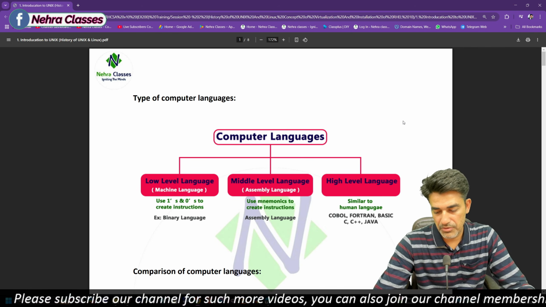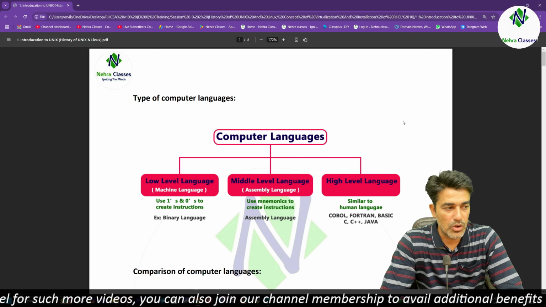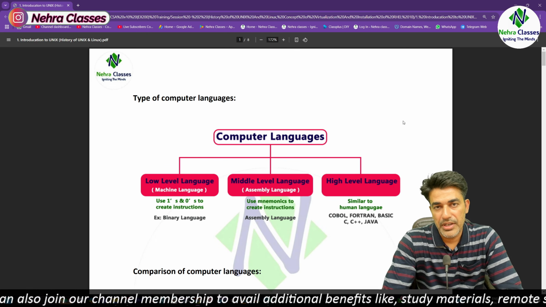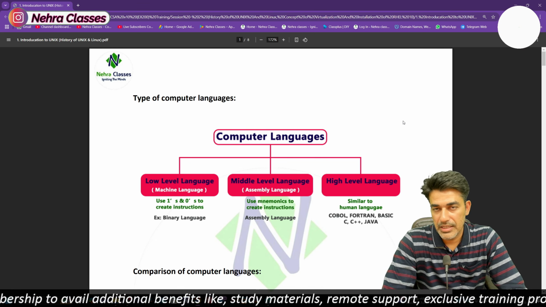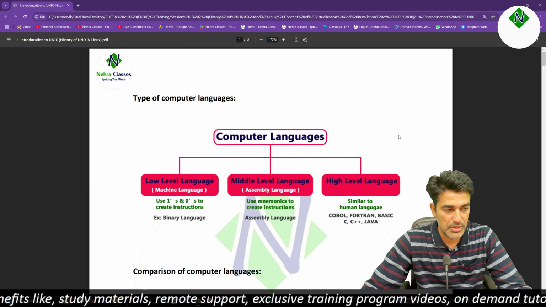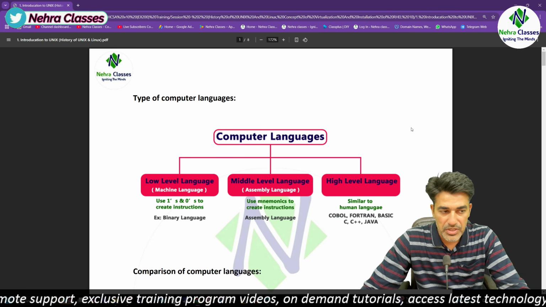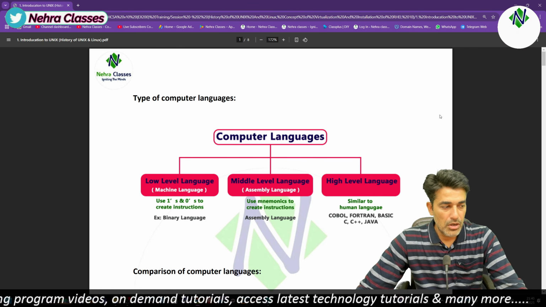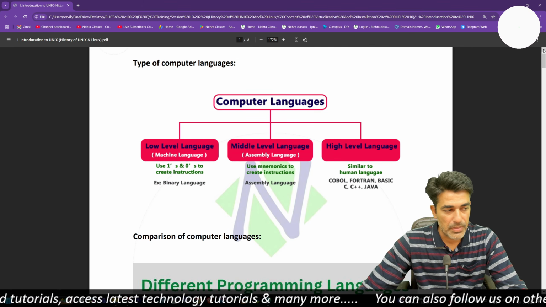Before we start the introduction of Unix, let's first talk about the computer languages, because computer languages have played a vital role in the development of Unix and then Linux. All of you might be aware of the types of computer languages that we use: low level language, middle level language, and high level language. So what are the differences between these three?